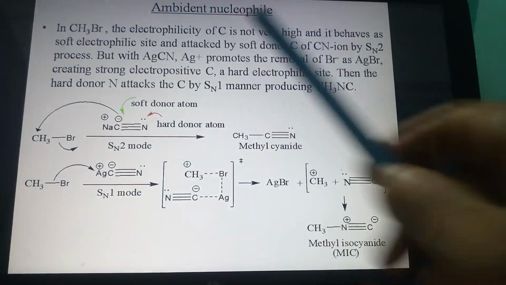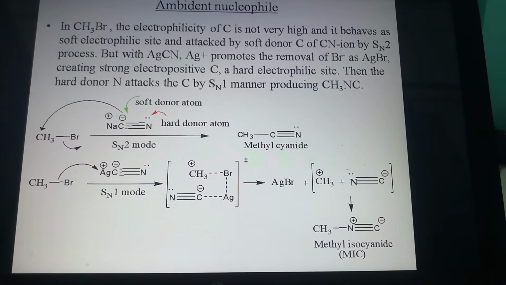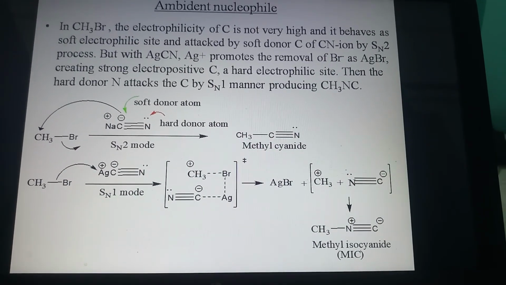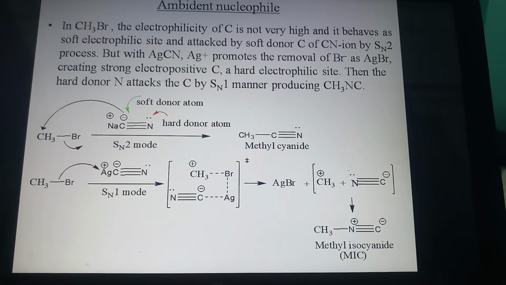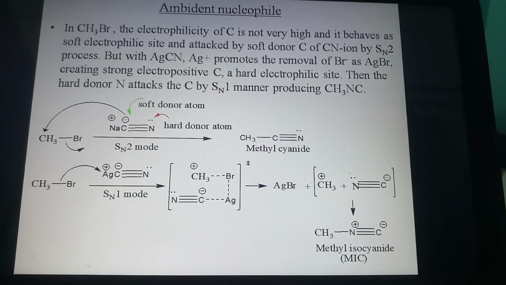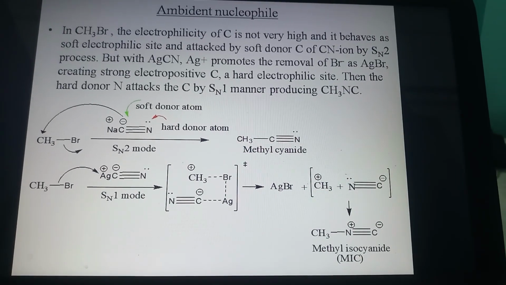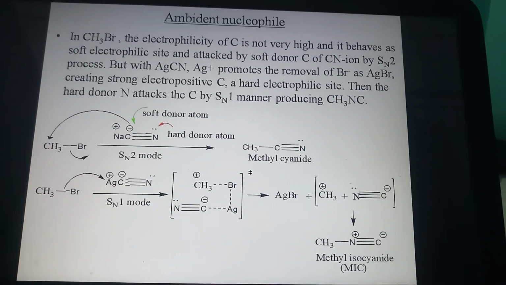So with AgCN, Ag plus promotes the removal of Br minus as AgBr, creating a strongly electropositive carbon, a hard electrophilic site. Then the hard donor nitrogen attacks the carbon in an SN1 manner, producing CH3NC.